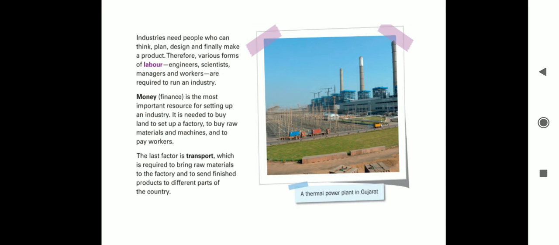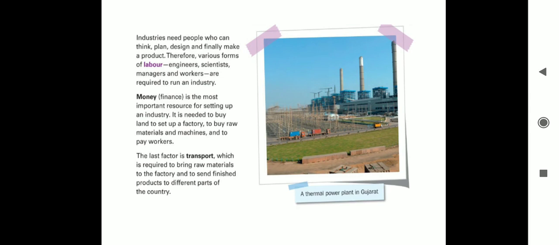Now comes the most important factor, which is money. Finance is the most important resource for setting up an industry. I repeat, money is the most important resource for setting up an industry. Without money, no step forward. You may think and plan, but things cannot be done. You need to work for that, and for that work, money is required. For every step, money is required.